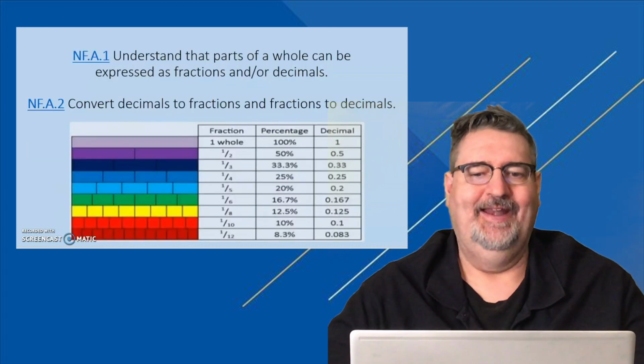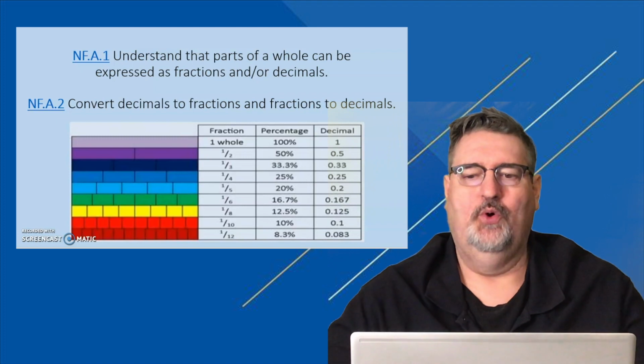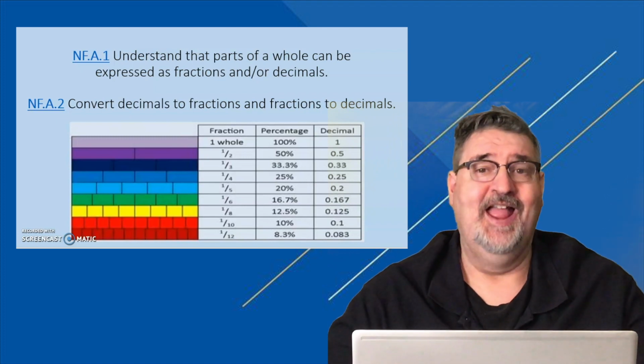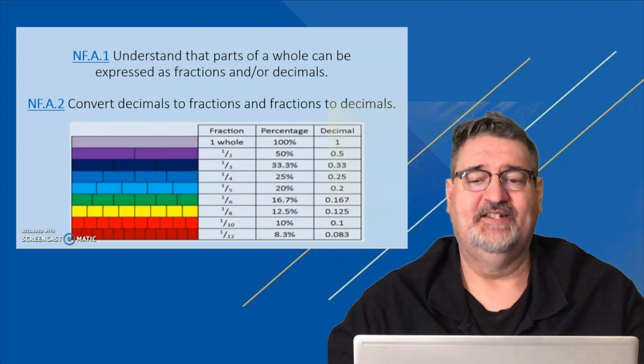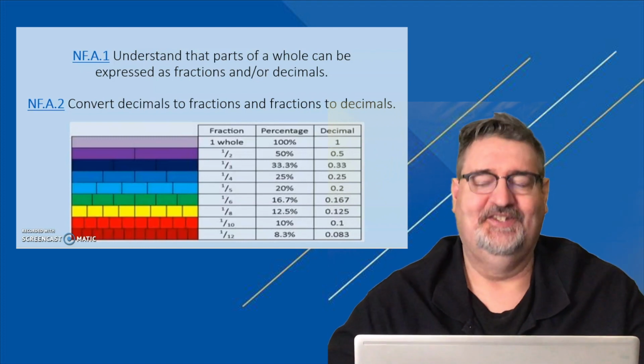The first standard, NF A1, understand that parts of a whole can be expressed as a fraction and as a decimal. NF A2, convert decimals to fractions and fractions to decimals.